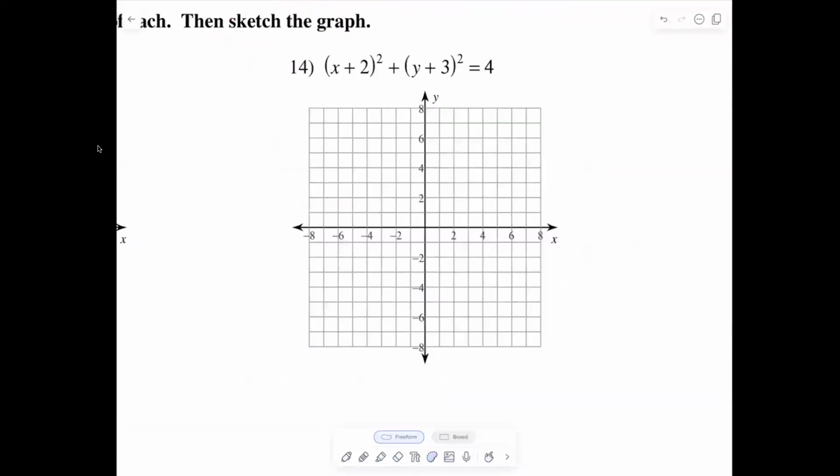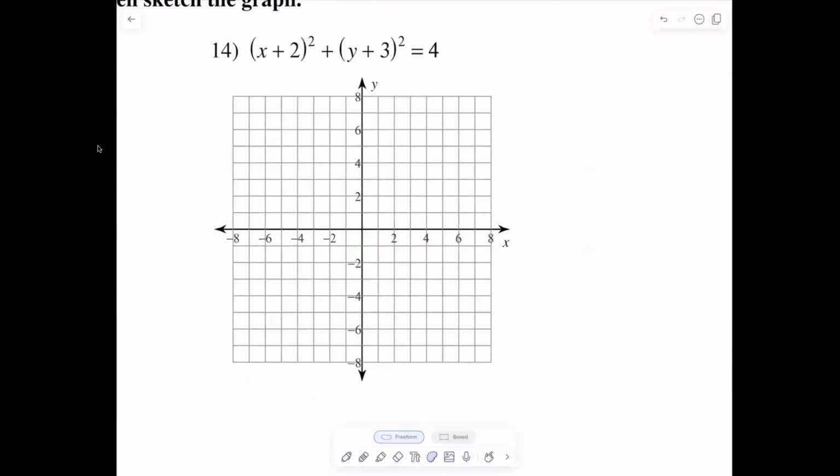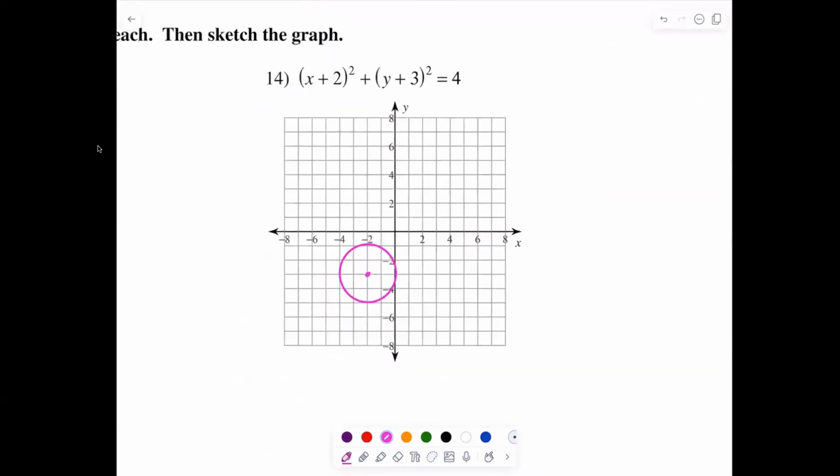So if I was looking at 14, I would plot the point what? -2, -3, and then my radius is what? 2. So from there, you're going to go up 2, down 2, left 2, right 2. And there you have it. Come on, anybody have any trouble? I told you, very easy.